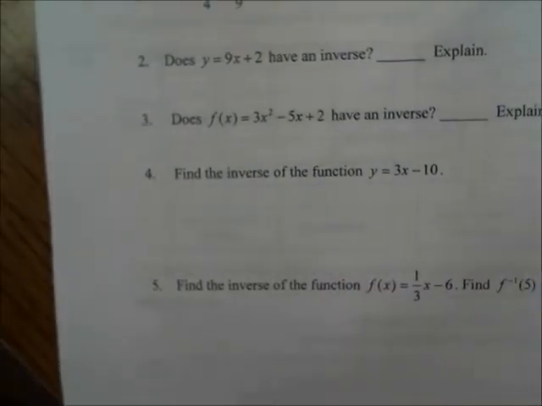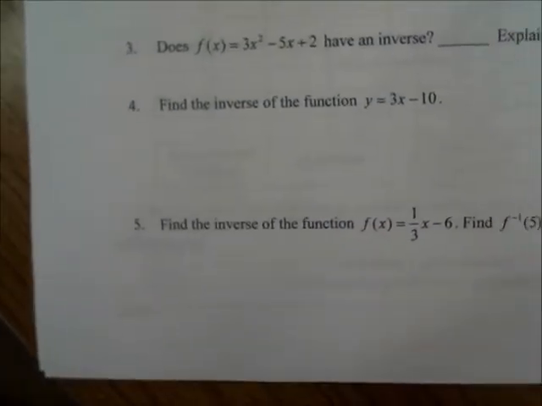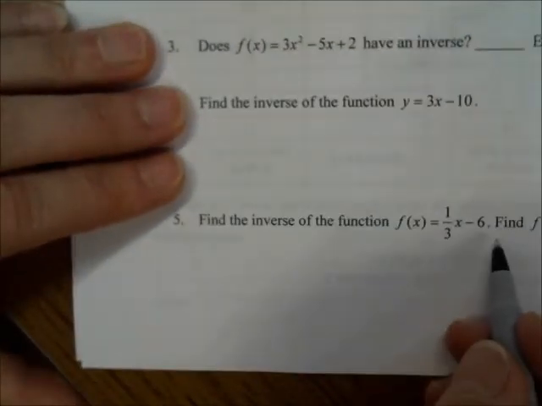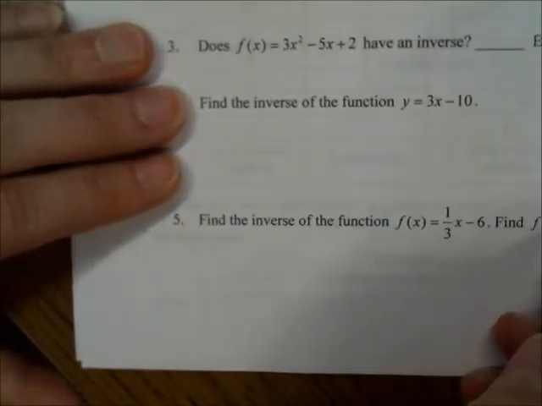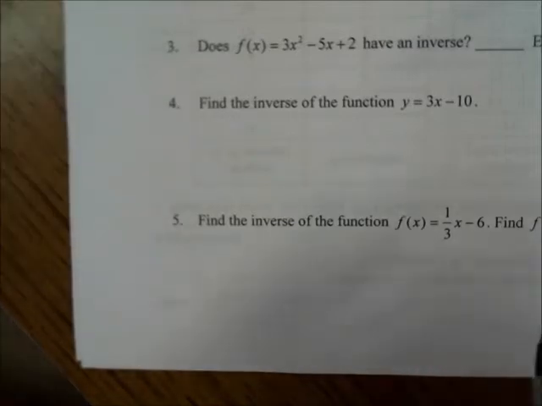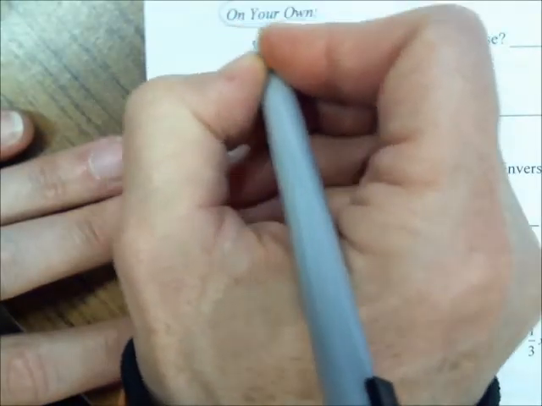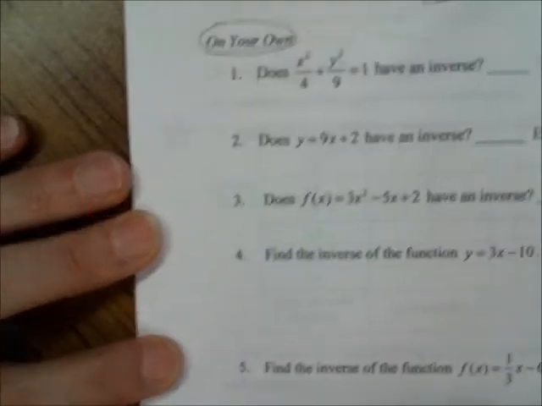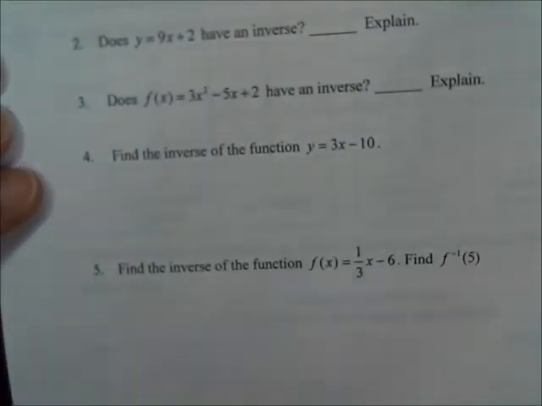And then number 5, find the inverse of a third x minus 6, which is almost like letter C up at the top here. Let's see if you can find the inverse of a third x minus 6. And then after you're done, find f inverse of 5. So I want you to finish this. This is on your own. I'm going to check this when I check homework tomorrow, that you've attempted these 5 problems on your own.